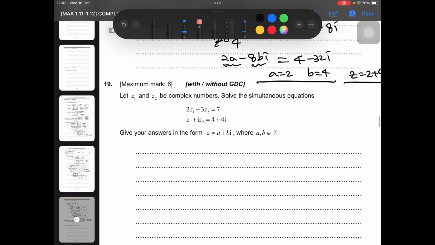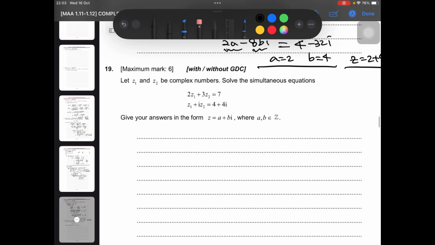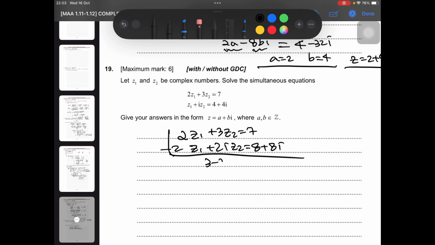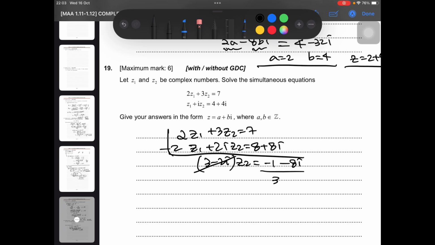And this one, complex numbers, simultaneous equations. So it's the same, elimination or substitution. So let me do it. 2z1 plus 3z2, 2z1 plus 2iz2, equals 8 plus 8i. So (3 minus 2i) z2 equals negative 1 minus 8i. So z2 is (negative 1 minus 8i) over (3 minus 2i).